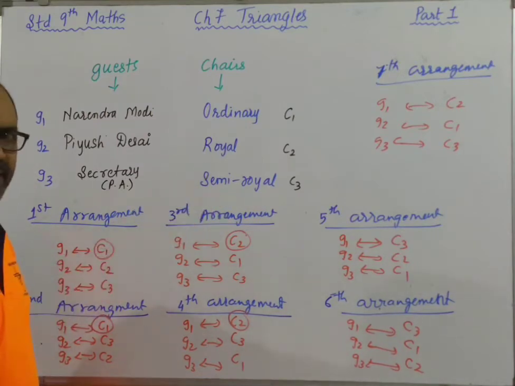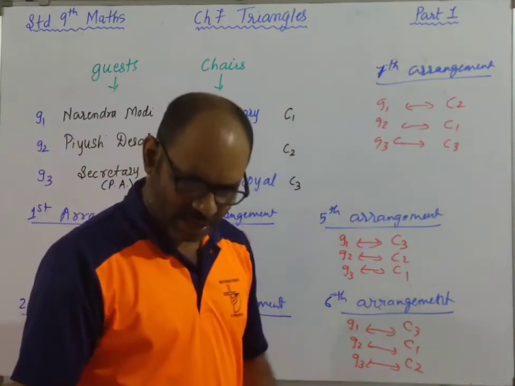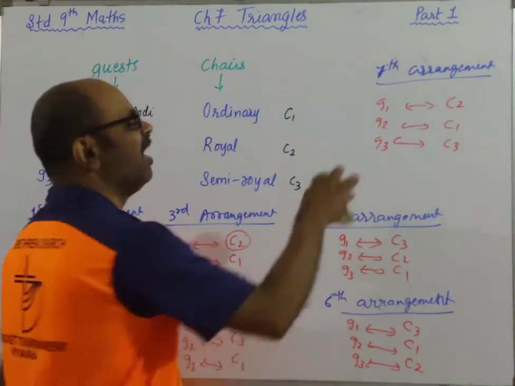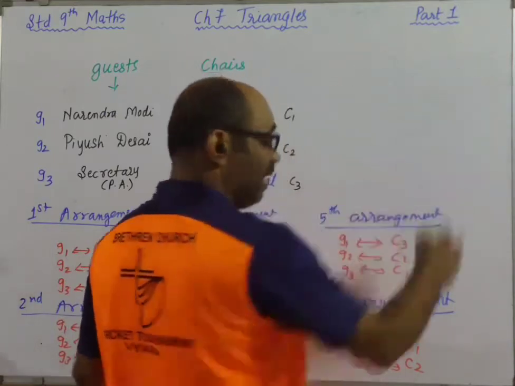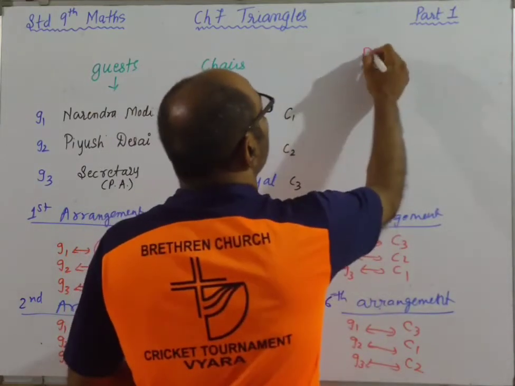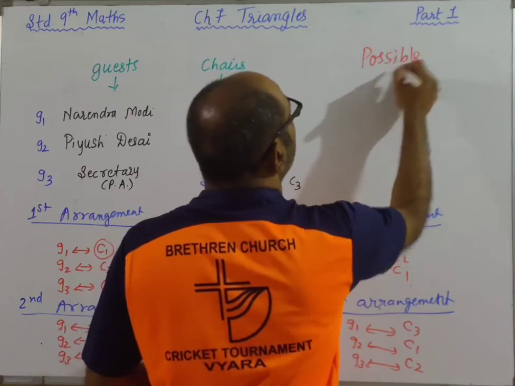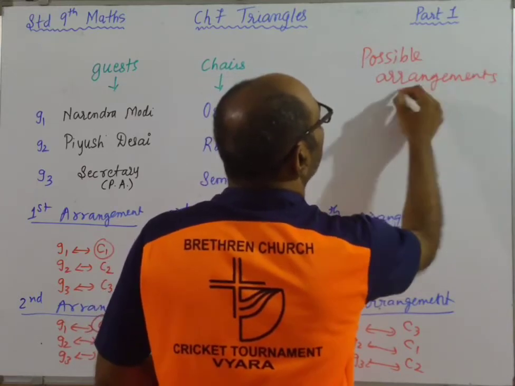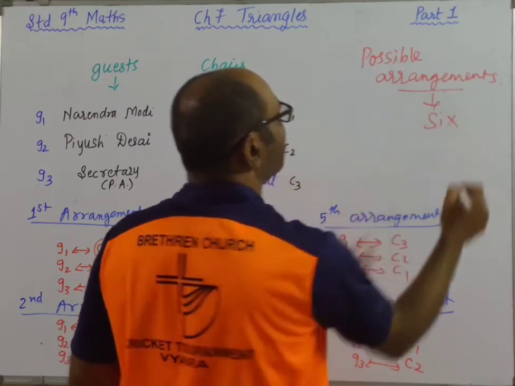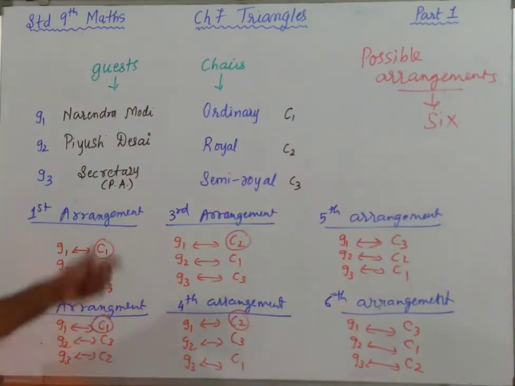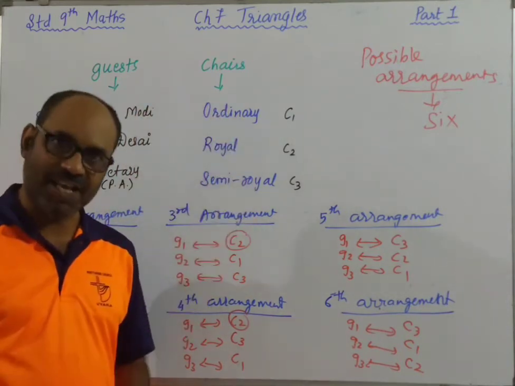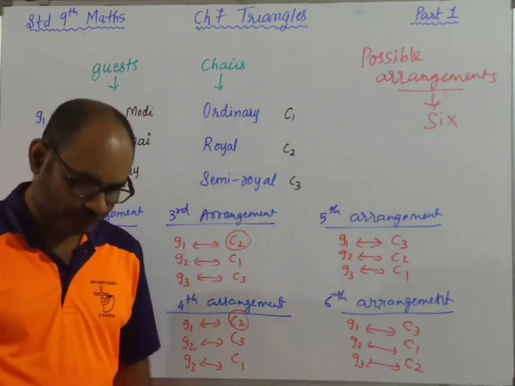Seventh arrangement and third arrangement are the same. You try any other, you will only get a repeat from these 6. Right? So how many possible arrangements are there? Possible arrangements are 6. Correct? There are 6 possible arrangements when 3 guests have to sit on 3 chairs. Is that clear to you?